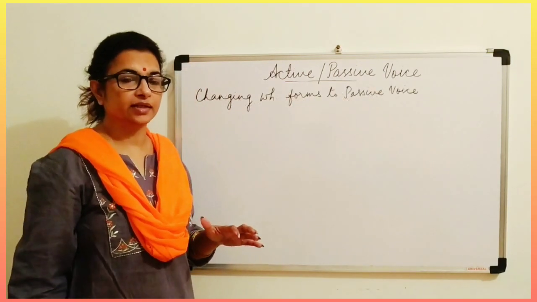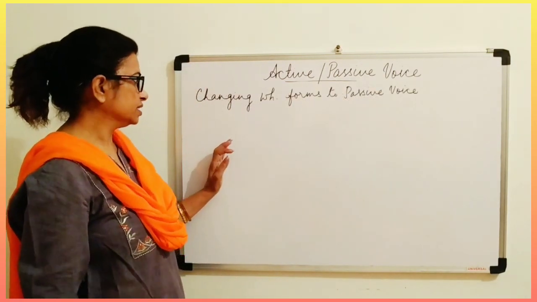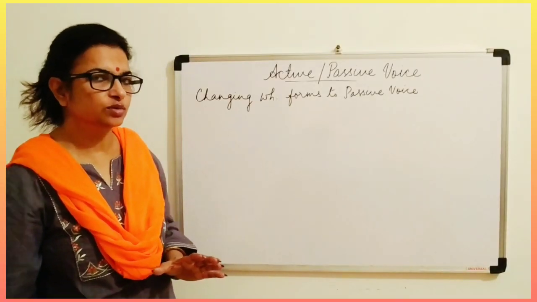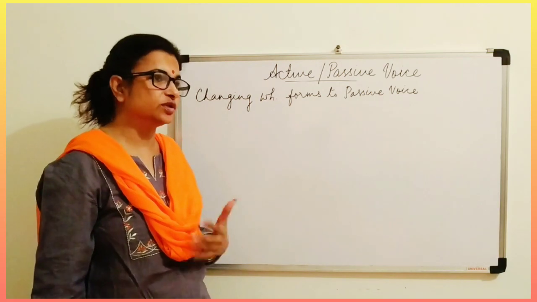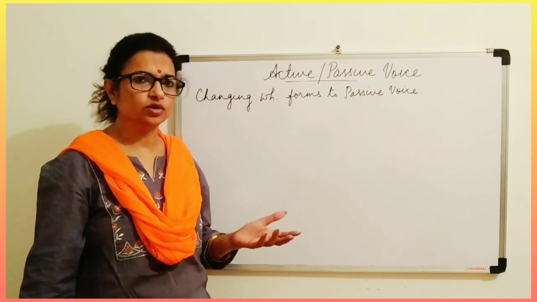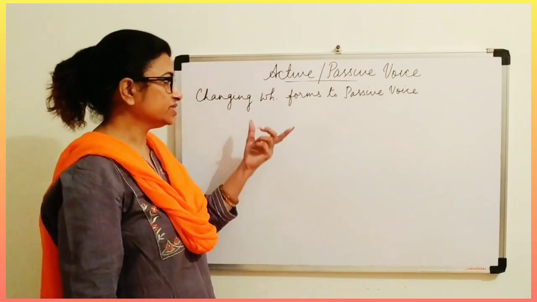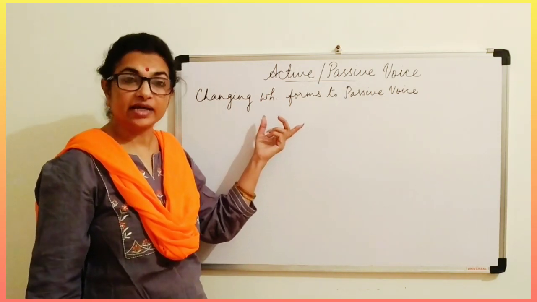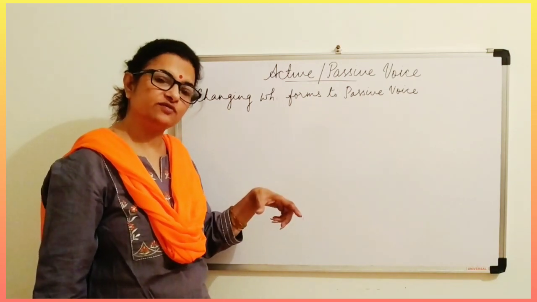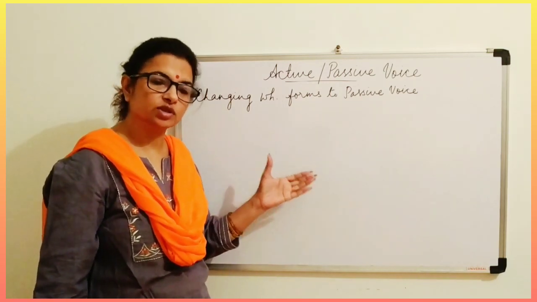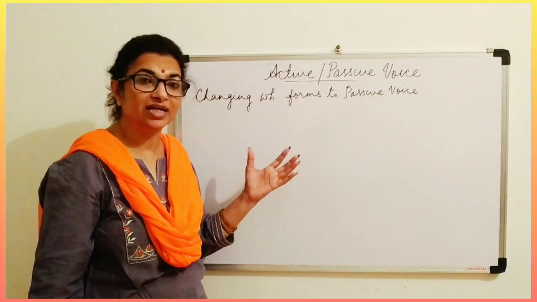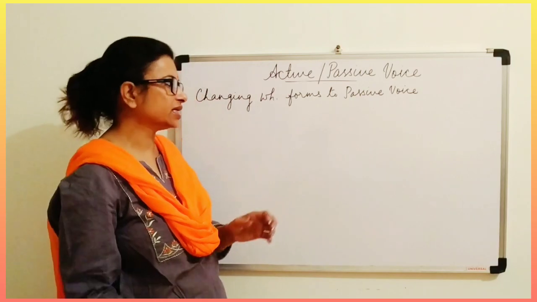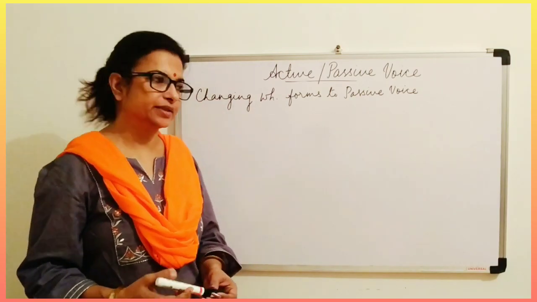Now let us take another thing, that is changing WH forms to passive voice. Now I told you in the beginning only that in active passive voice we don't change the tense. So we are not going to change the tense. But even if a sentence is an interrogative sentence, if it is a question sentence, then in passive voice also you will have to make an interrogative sentence only, a question sentence only. That means you cannot change the type also. If it is interrogative, it will remain interrogative only. So let's take an example to understand it better.